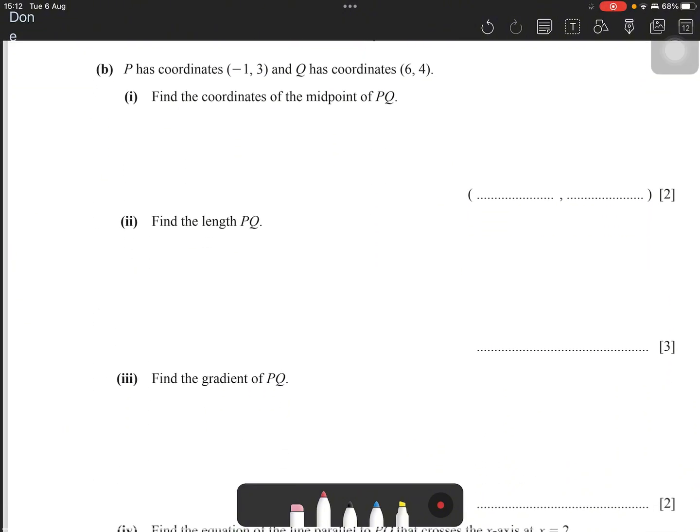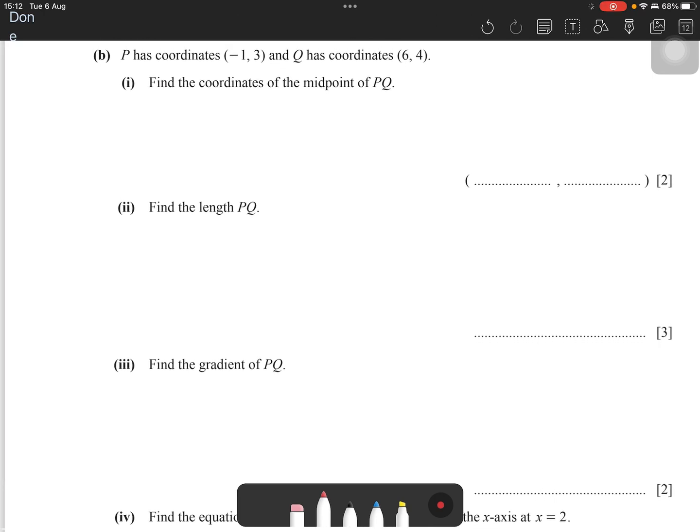Question B. P has coordinates (-1, 3), and Q has coordinates (6, 4). Find the coordinates of the midpoint. To find the midpoint, we just find the average of -1 and 6, then the average of 3 and 4. Negative 1 plus 6 is 5. 5 divided by 2 is 2.5. 3 plus 4 is 7. 7 divided by 2 is 3.5.